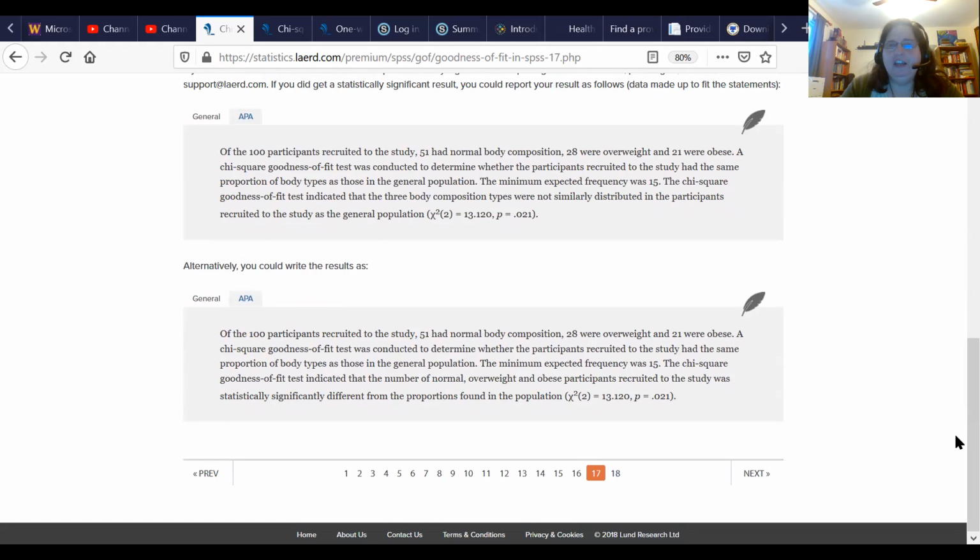Sorry, let me say that again. Whenever you have a significant difference with a chi-square, you don't know where that difference lies. Which category was actually the significant one, significantly different between the observed and the expected? We can take a guess by looking at the residuals, but we just simply don't know.